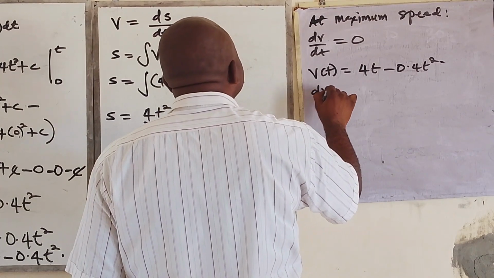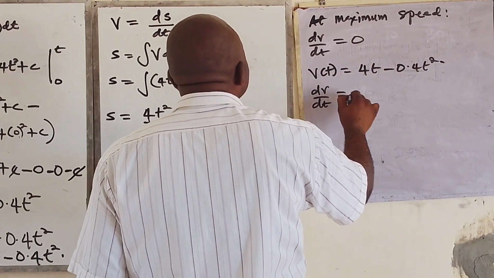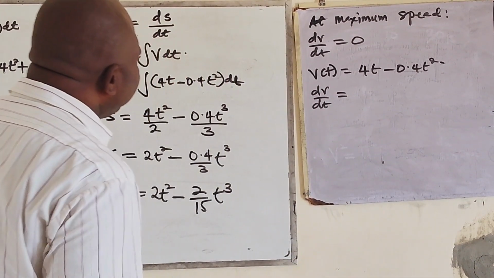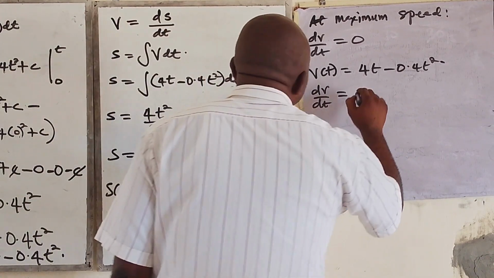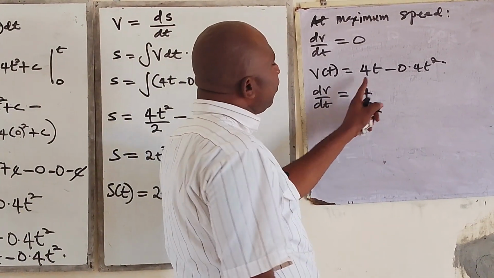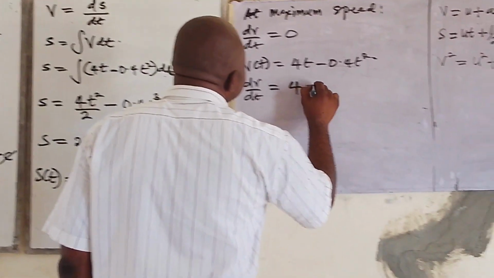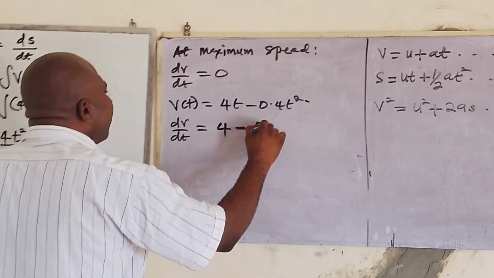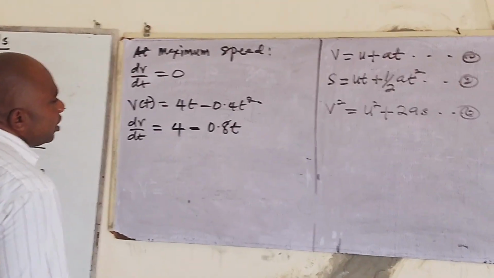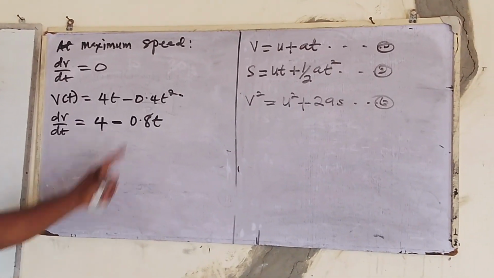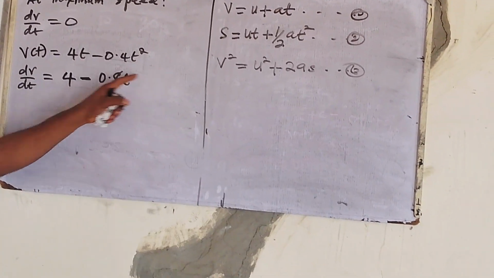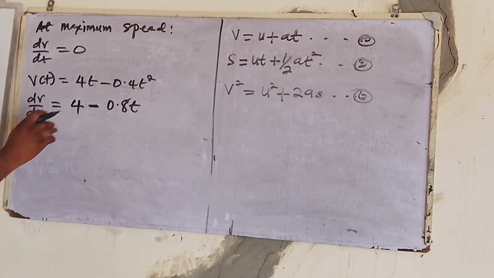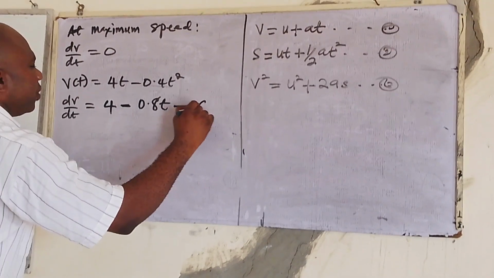Now let's look at change in v all over change in t. It will be equal to, here we have 4. When you differentiate 4t, it gives you 4. Then minus 0.8t, because 2 times 0.4 is 0.8. And remember we said at maximum speed, it is actually equal to 0.